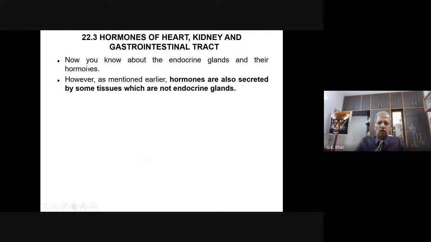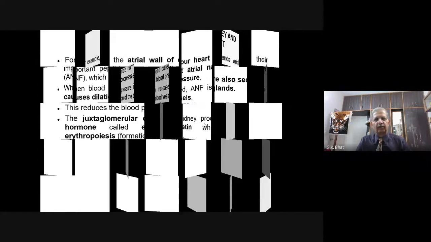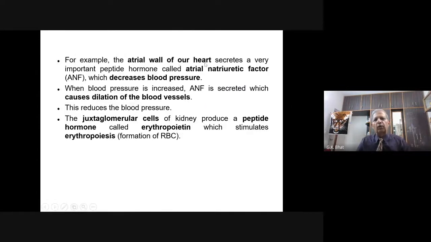Now let us look into hormones of the heart, kidney, and gastrointestinal tract. You know about the endocrine glands, and now you have seen their hormones also. However, as mentioned earlier, hormones are also secreted by some tissues which are not endocrine glands. Which are they? The atrial wall of our heart secretes a very important peptide hormone called atrial natriuretic factor, which you have heard of when studying the excretory chapter. It decreases blood pressure.